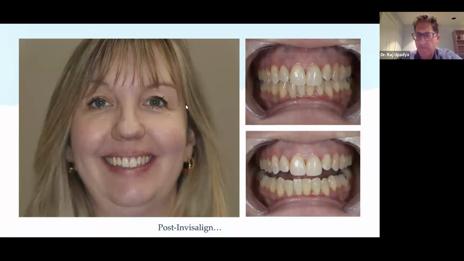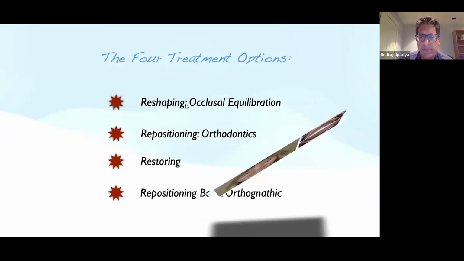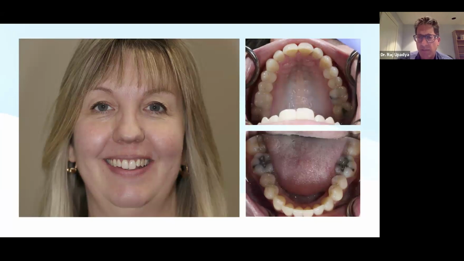So that's the post-Invisalign result. And then we're going to finish this up with an additive reductive equilibration. All right. And this is how she finishes up. So you can see very, very subtle bonding on the canines. And then we reshape the posteriors.